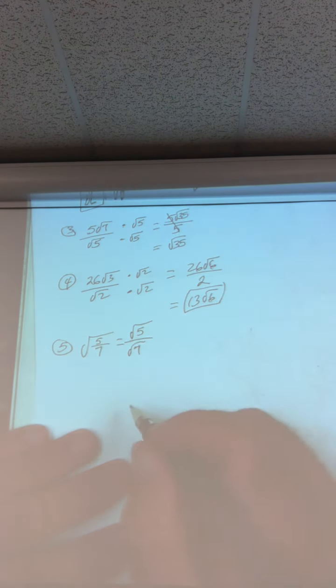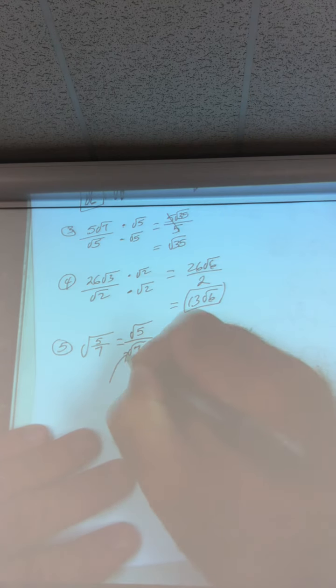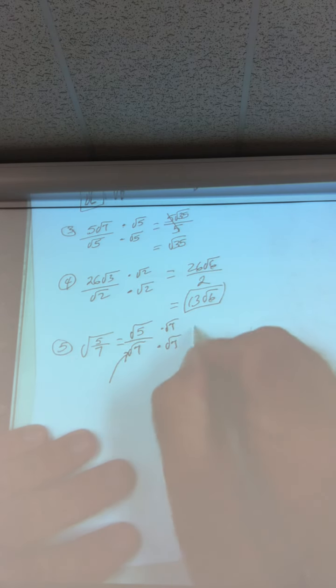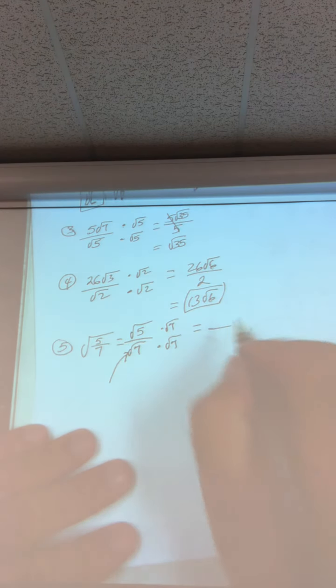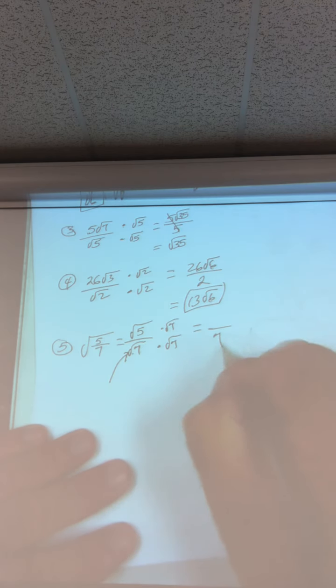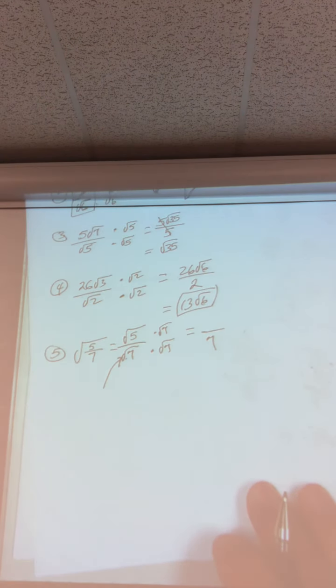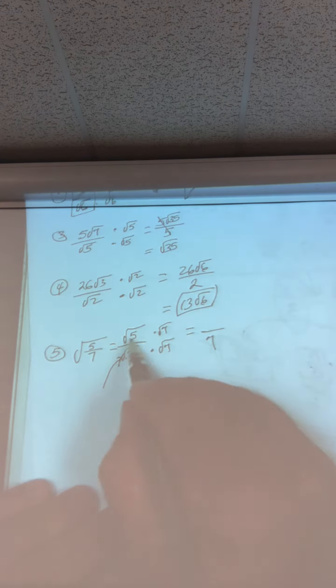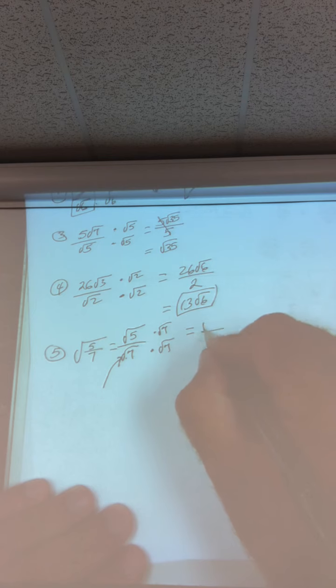Now I've broken it apart, but I can't leave this radical in the bottom. So this is where the rationalizing takes place. Multiply top and bottom by square root of 7. Now, square root of 7 times another square root of 7 is square root of 49, but square root of 49 is 7. But then square root of 5 times square root of 7 is square root of 35.